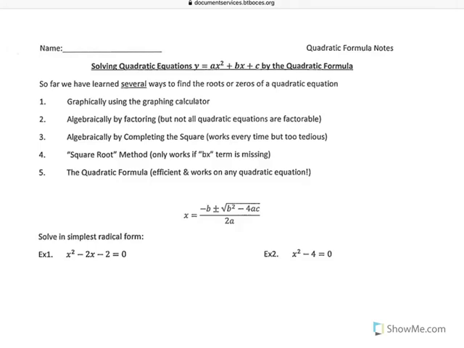Hey guys, welcome to your lesson on how to solve quadratic equations by using the quadratic formula.